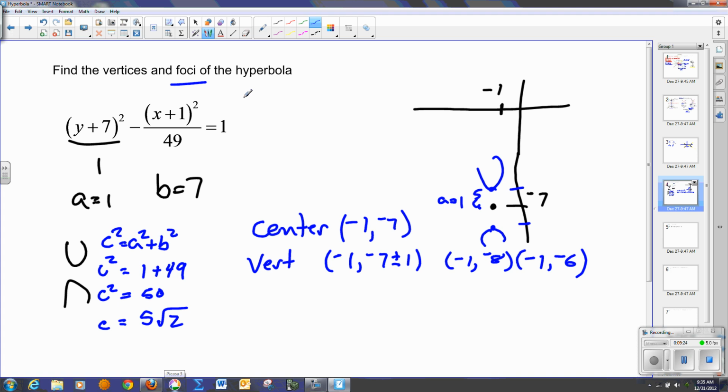And I know my foci is going to be somewhere inside that hyperbola. So again, I'm adding to my vertical component of the center. So for the foci, I go over -1 and down 7, and to that I add and subtract the distance from the center to that focus value. So that's 5√2, and I can leave that as such.